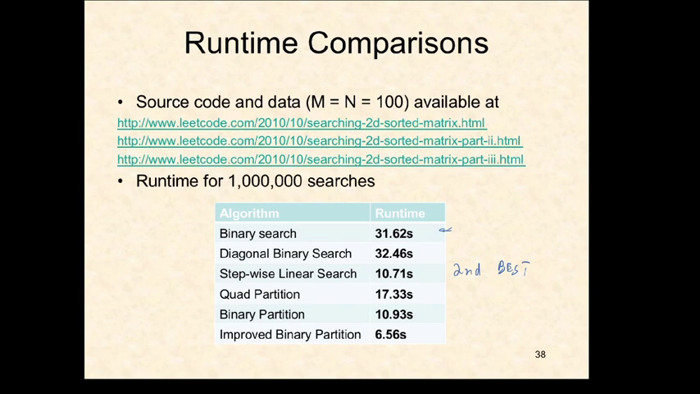Pretty good. The quad partitioning, where we had that was the big theta of n to the log base 2 of 3. That one, okay, about 17 seconds. Oh wait, not second best, yeah, second best, very good. Okay, so then the binary partitioning, where we linear search the middle row or middle column, does almost as good as the stepwise linear. And the improved binary partitioning, where we binary search the middle row or binary search the middle column, comes out to be the best.